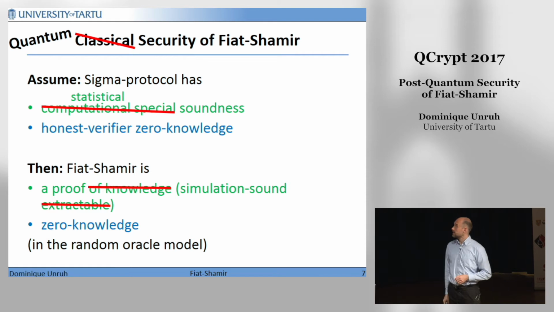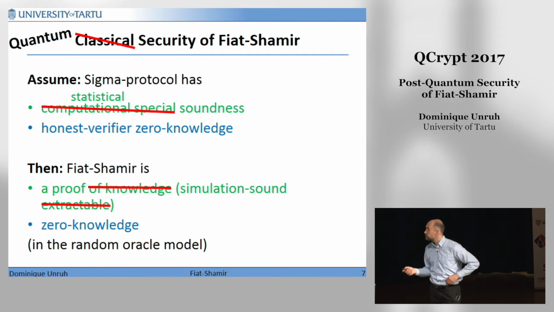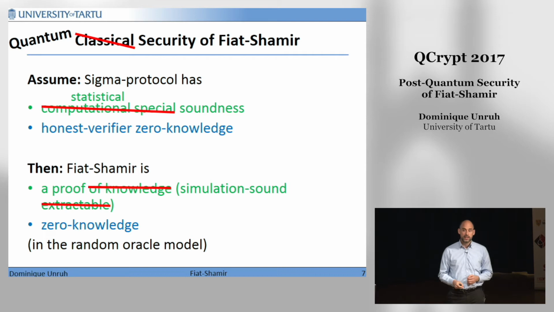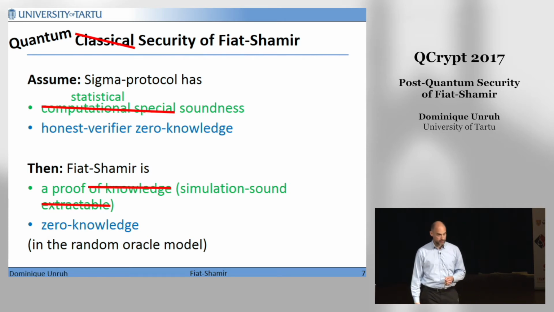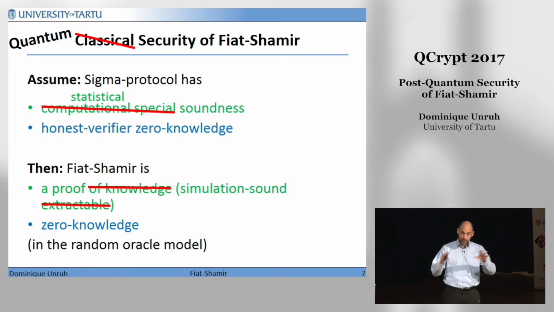What is it that I can prove in my paper? If we are talking about quantum security of Fiat Shamir, then if I replace the assumption about computational special soundness by statistical soundness, so this means that the sigma protocol needs to have the soundness property even if the prover is computationally unlimited. Yeah, so just allowing a quantum power prover is not sufficient. It needs to be really an unlimited prover. And if the sigma protocol has still security in that setting, then I can show the security of Fiat Shamir.